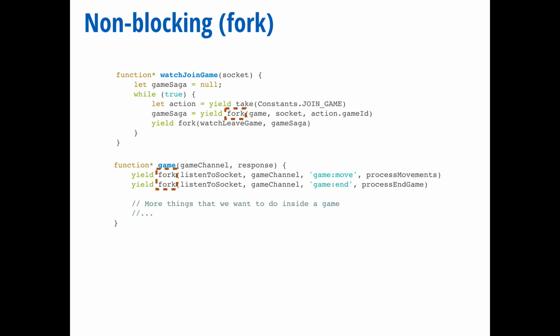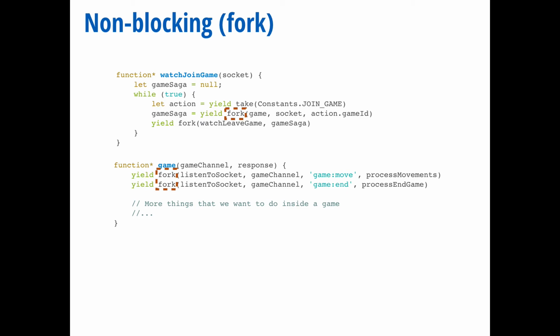The user moves, we receive another movement, the game can end, so we just define another saga that observes these other actions, for instance, in this case, things that happen, listening to a socket or things like that, and we can just fork it and have a child saga.